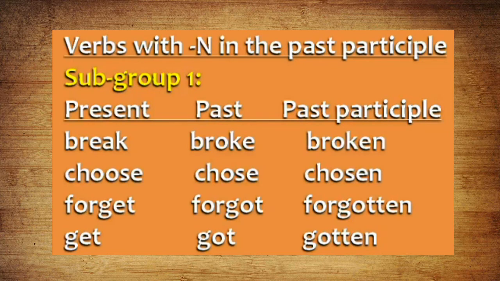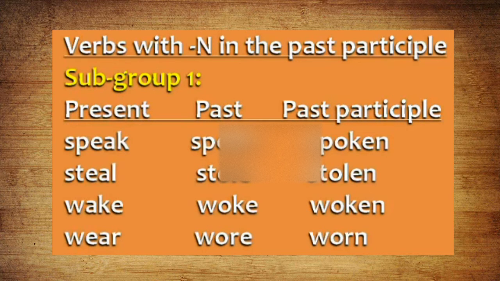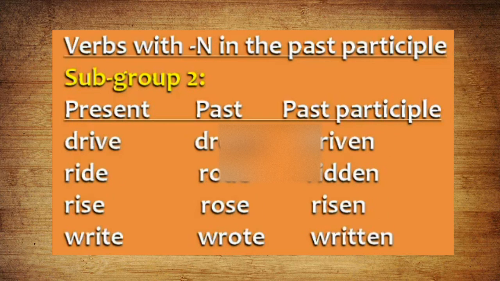Choose, chose, chosen. Forget, forgot, forgotten. Get, got, gotten. Speak, spoke, spoken. Steal, stole, stolen. Wake, woke, woken. Wear, wore, worn. In this subgroup, the vowel changes to O in the past and past participle.